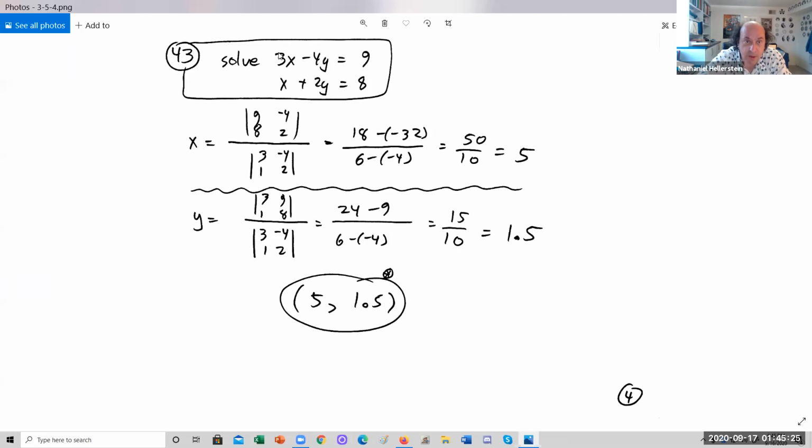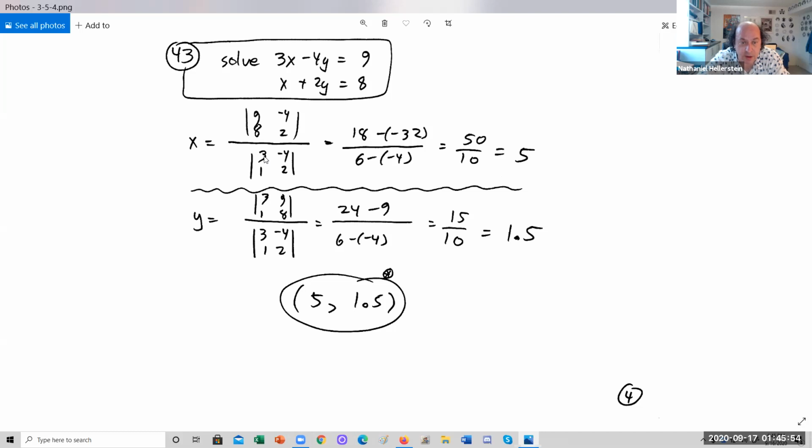Here we have 3x minus 4y equals 9, x plus 2y equals 8. So the coefficient matrix is 3, negative 4, 1, 2. Put its determinant in the denominator. Now for x, the first variable, we put 9, 8 in the first column, and then bring up the negative 4, 2 from below. For y, the second variable, we put 9, 8 in the second column here, and bring up the 3, 1 from below.